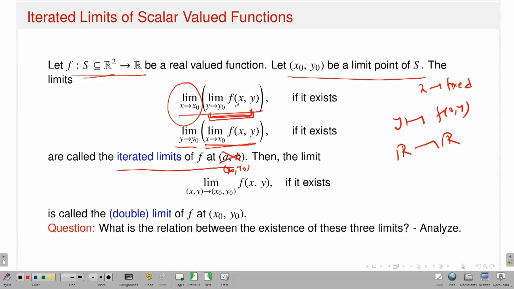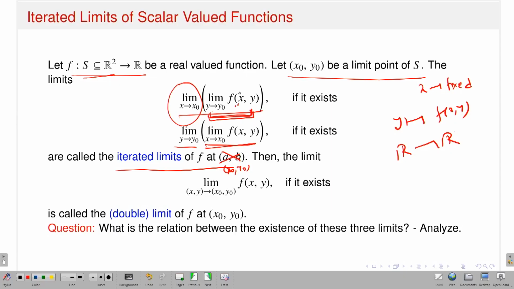Is that clear? So I am starting with a real valued function of two real variables. Then I first keep the x variable fixed. So I am thinking of a function from R to R, that means keeping x fixed, think about the function y goes to f of x, y. Then I can talk about the limit as y approaches y naught of f of x, y.